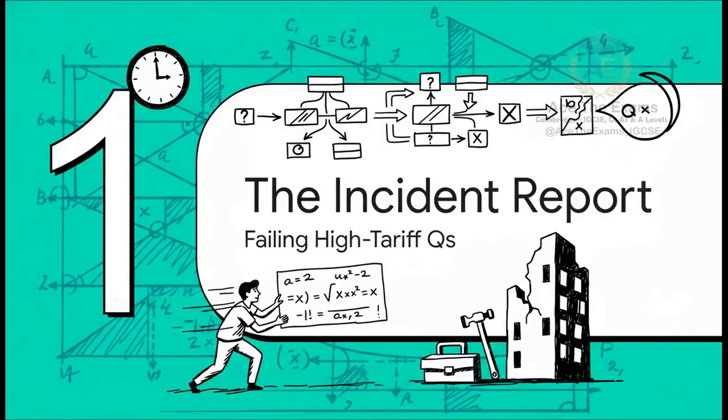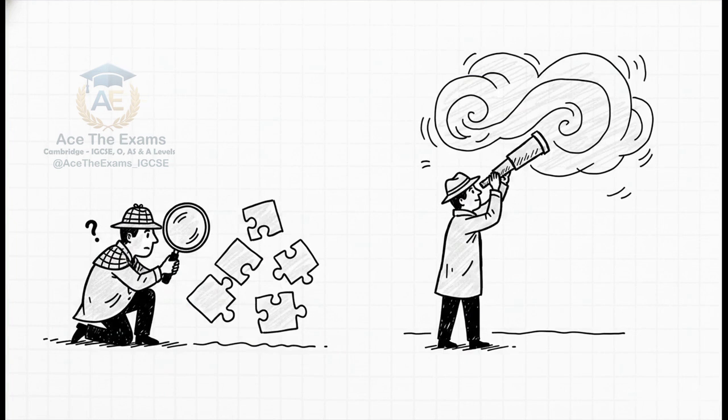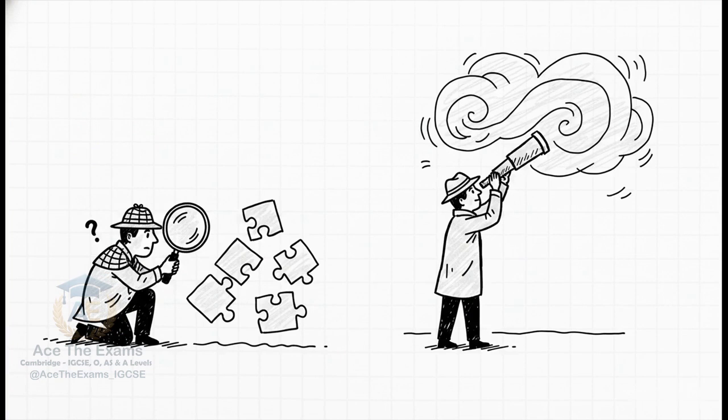Okay, Section 1, the incident report. Let's start by profiling the failing high tariff question. To help us process this massive crime scene, I want to introduce you to two rookie forensic agents we've assigned to the case. Think of them as representing two very typical student approaches. First, we have Agent Alex. Now, Alex is totally obsessed with loose facts. He's always hunting for numbers, but he completely misses the bigger picture.